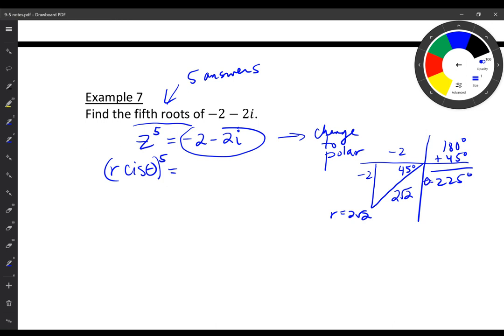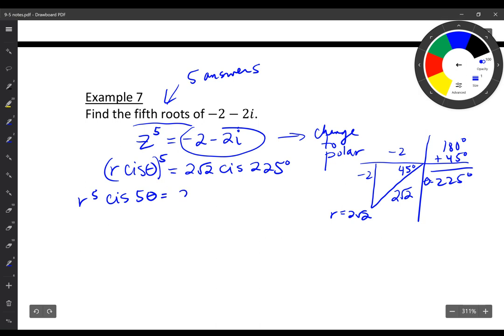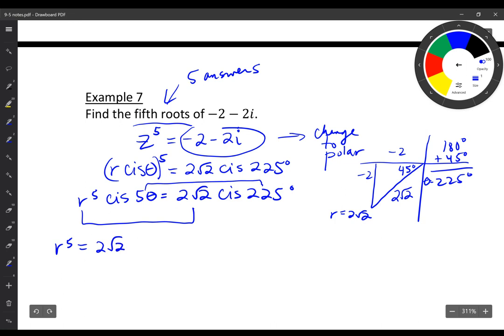Okay, so on the opposite side now, I have 2 square roots of 2 cis 225 degrees. So now I'm going to use DeMoivre's. That means that this is r to the 5th cis 5 theta equals 2 square roots of 2 cis 225 degrees. And now this reminds me of so many other problems that we've been doing in math where it's like, here's the r parts, those have to match up. Here's the angle parts, those have to match up. So we can write 2 different equations from this. So r to the 5th is going to equal 2 square roots of 2.